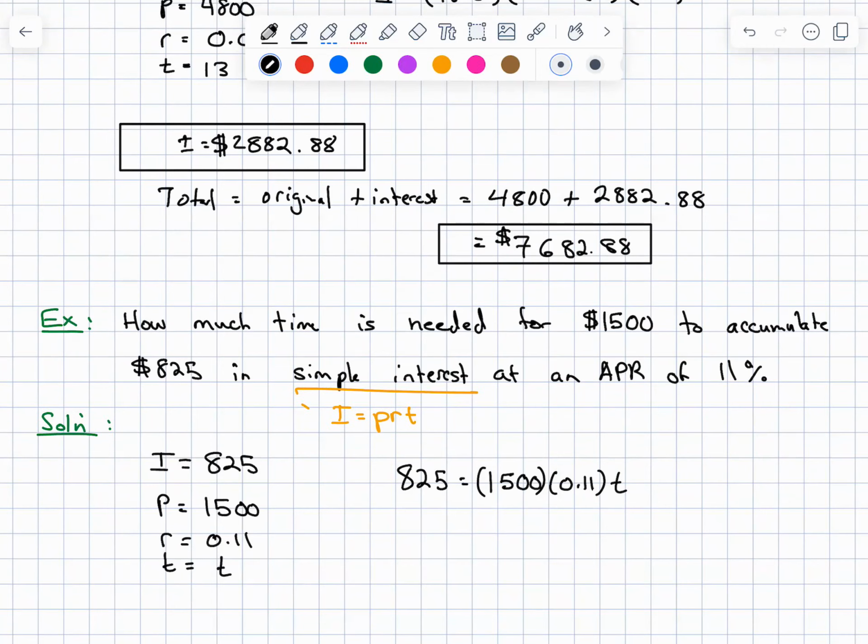And there's a lot of ways we could solve this right now. We could do it the quote unquote natural way, which would be to follow PEMDAS as much as possible and simplify that coefficient in front of the T. So 1,500 times 0.11, which is what I would recommend, gives us 165. So we get 825 is equal to 165 T.